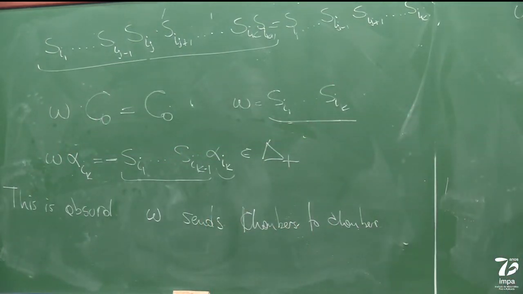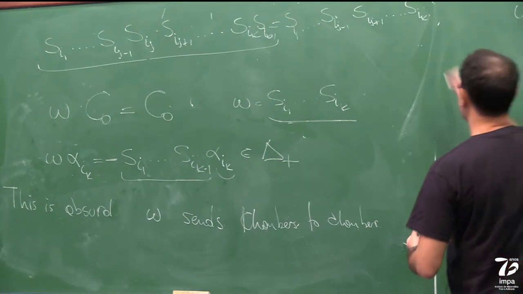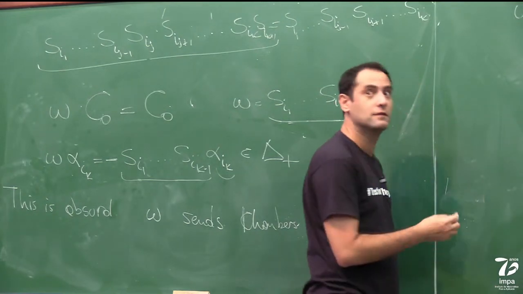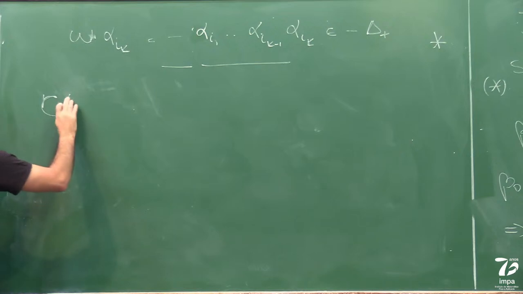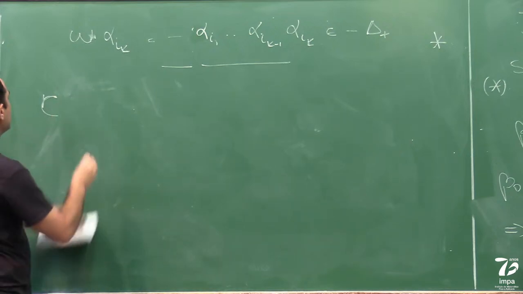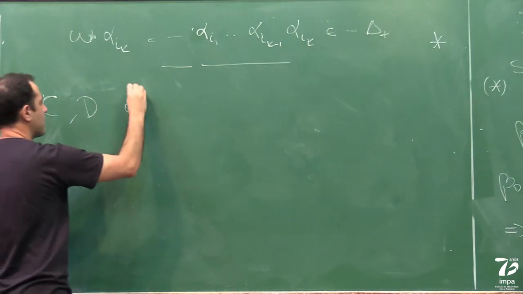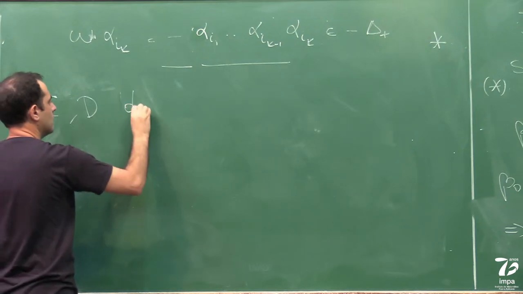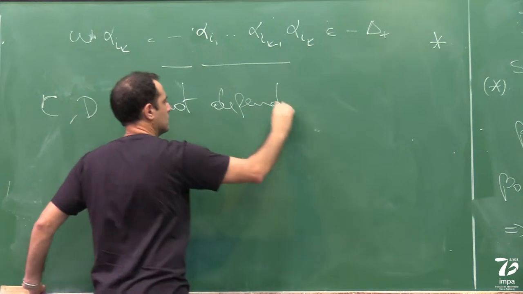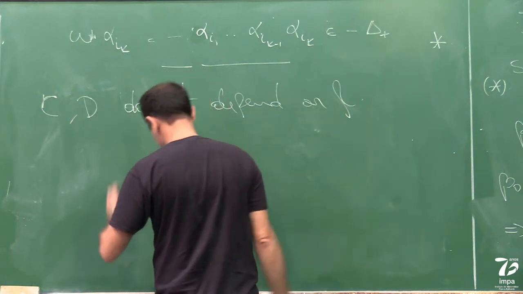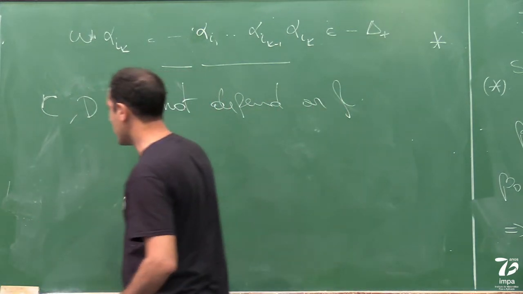Okay. So what do I want to prove? I want to prove the main theorem for today. I want to prove that the Cartan algebra, the Cartan matrix, and the Dynkin diagram do not depend on F. So let's do that.